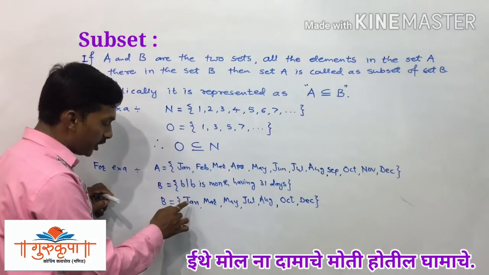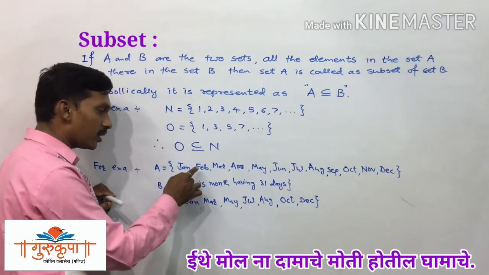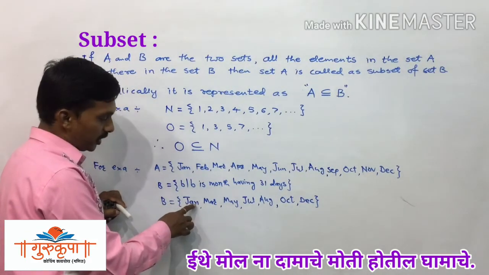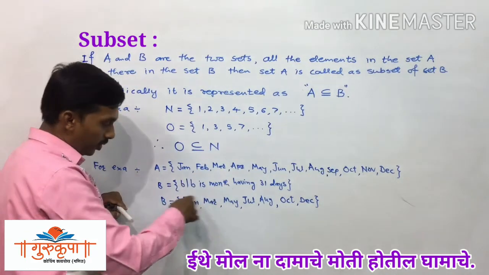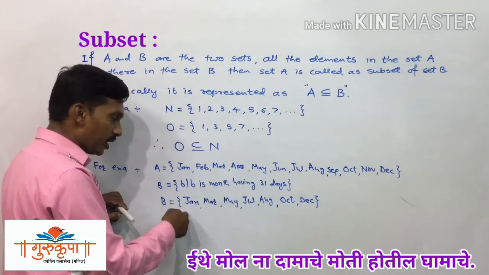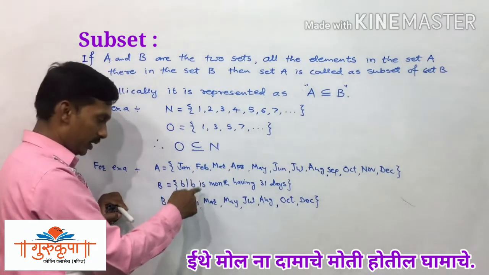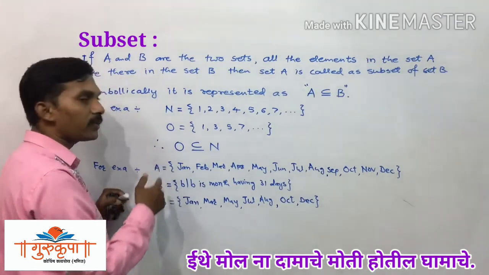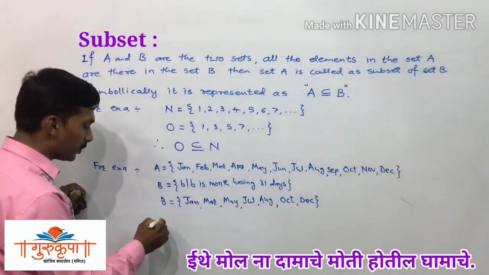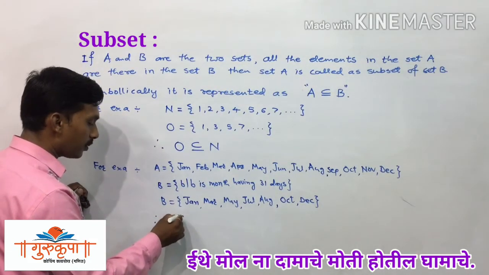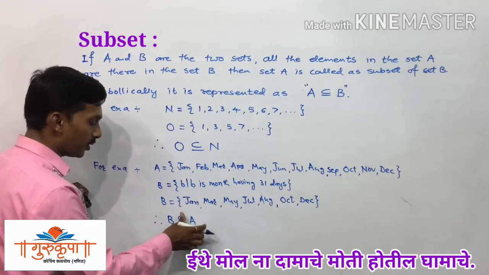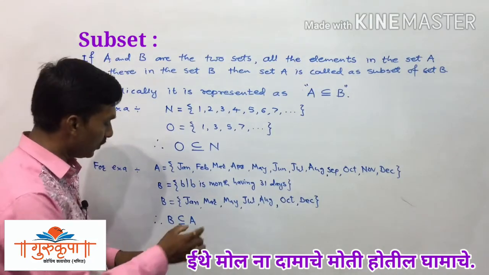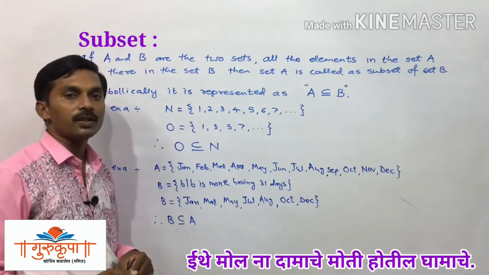And now we know that each and every element of set B is there in the set A. We have January in the set B, we have January in the set A. Each and every element of set B is there in the set A, since B is a subset of A, and symbolically you can represent this as B is subset of A.